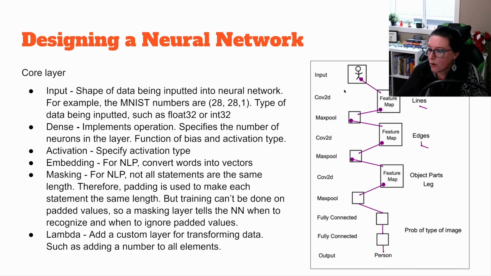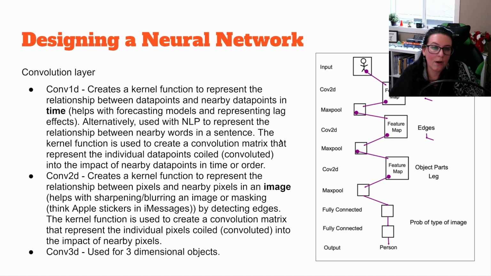So when we construct our neural network, we would start with our core layer with our input. And then if we're doing a convolution neural network, then we would specify that convolution layer. So we're going to create a kernel function to represent the relationship between data points and nearby data points. If you are looking at data in terms of time, you're going to use a 1D layer. This would help with forecasting models, and you could represent lag effects and time. When you're dealing with text with natural language processing, we can represent the relationship between nearby words by using a one-dimensional convolution layer.